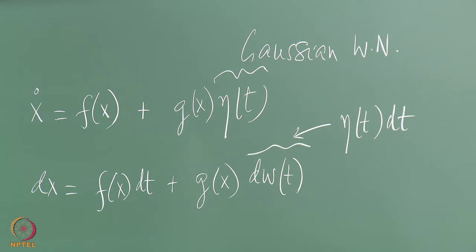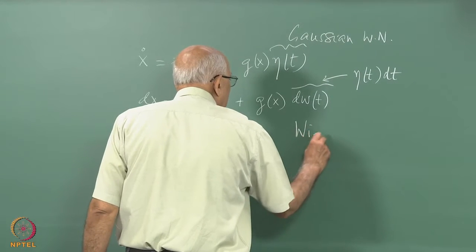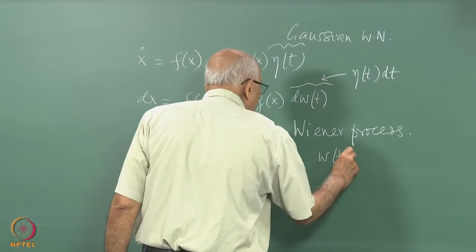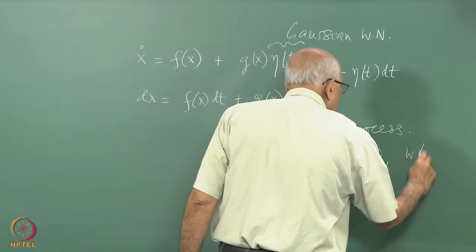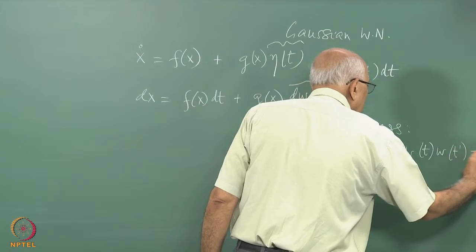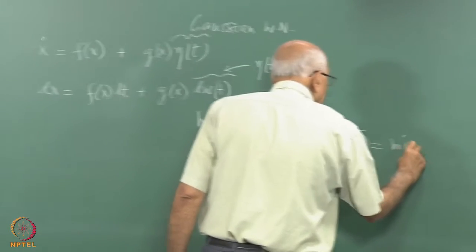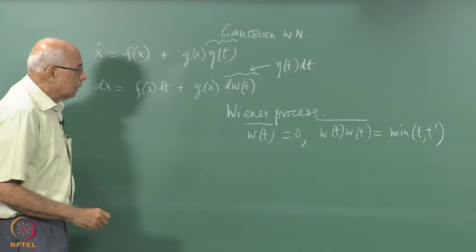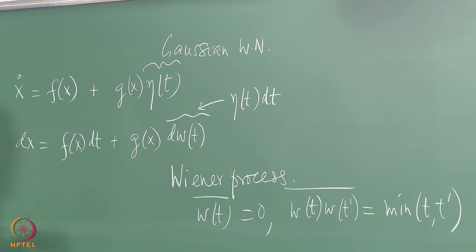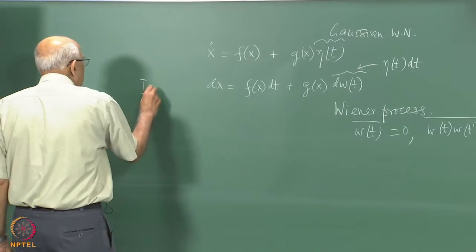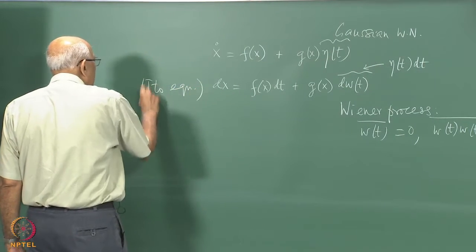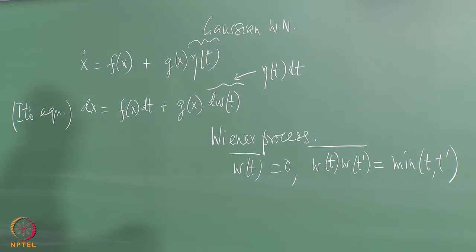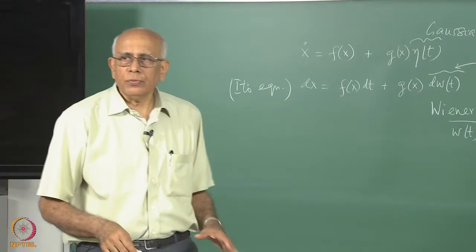Okay. This Wiener process had the property that the average of W of t was equal to 0, and the average of W of t times W of t prime is the lesser of t and t prime, a non-stationary process. So this equation in general is called the Ito equation, and it's the starting point of the so-called Ito calculus, about which I'll make just a few preliminary remarks.